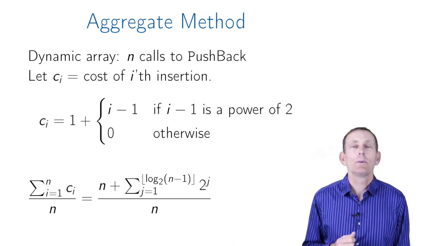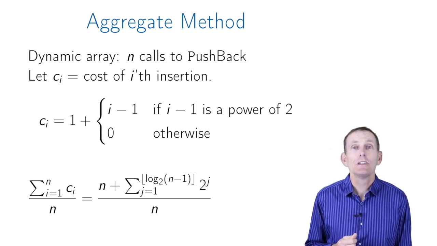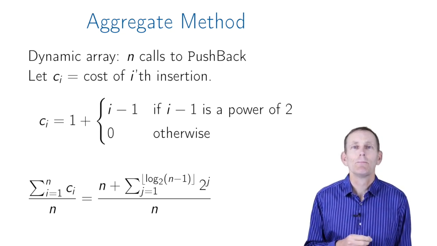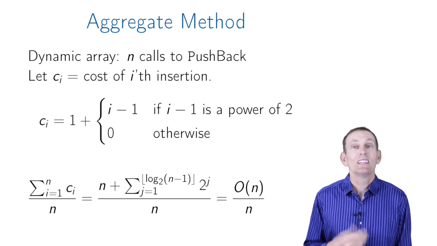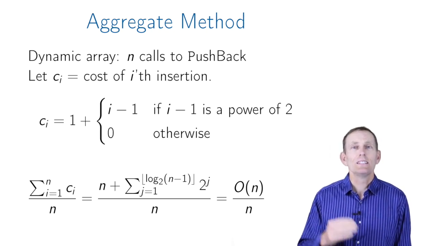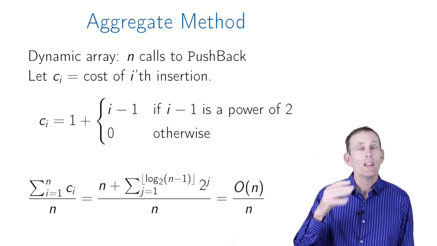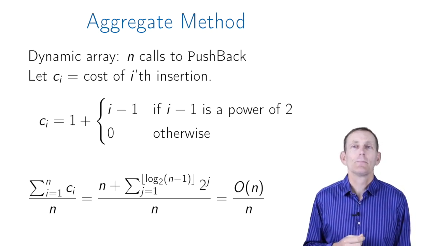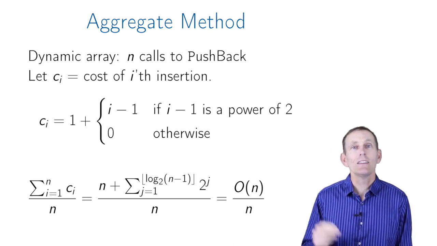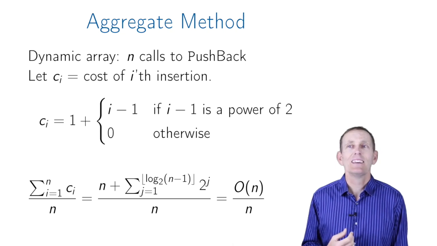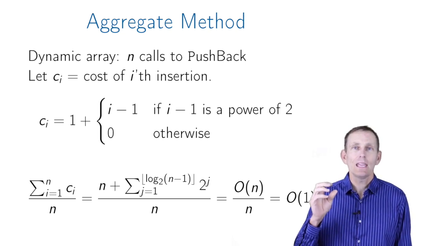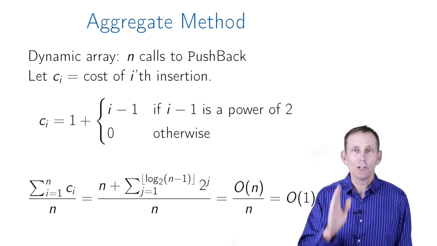So I'll give an example. If n is 100, the powers of 2 are going to be 1, 2, 4, 8, 16, 32, and 64. And it's the summation of all of those. Well, that summation is just order n, right? Basically we take powers of 2 up to, but not including n, and that is going to be no more than 2n. So we've got n plus something no more than 2n, that's clearly order n, divided by n, and that's just order 1.